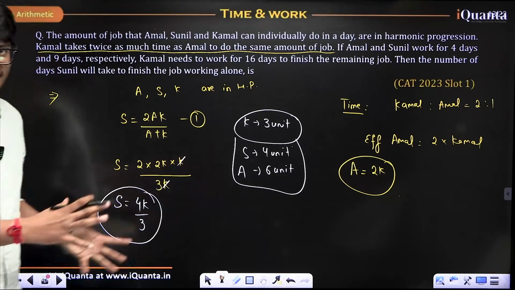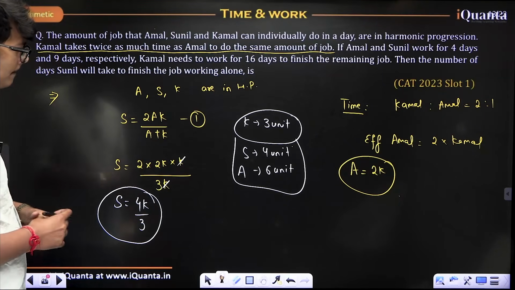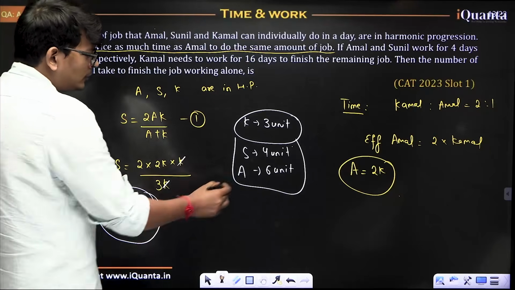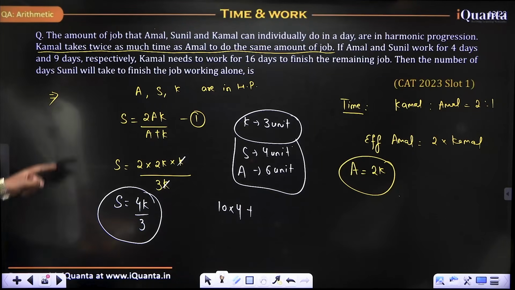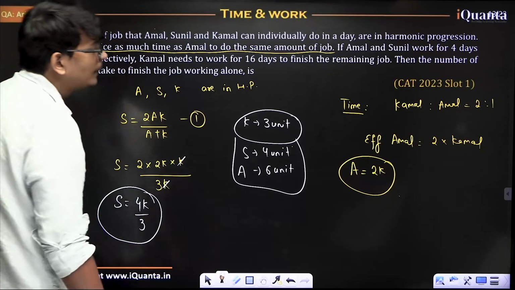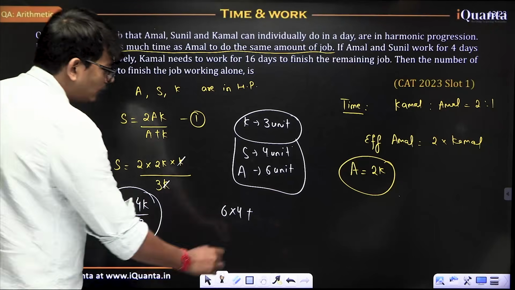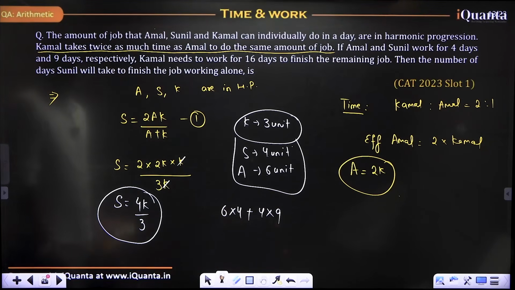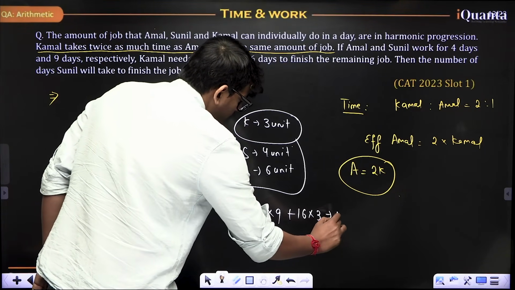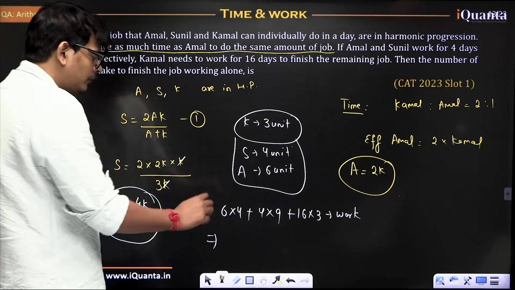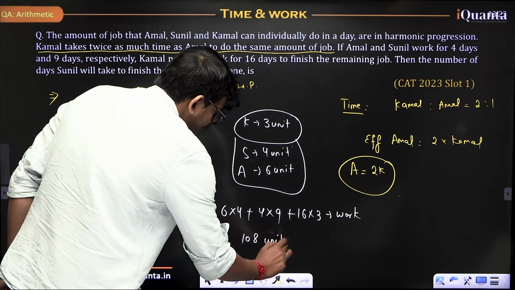We got to know the efficiencies, right? Next, Amal and Sunil work for 4 days and 9 days respectively. Sorry for this. Amal is working for 4 days, 6 into 4. Sunil is working for 9 days, 4 into 9. Kamal needs to work for 16 days to finish the remaining job, 16 into 3. So how much work? 24 plus 36, 60, plus 48, that is 108 units. This is the work.